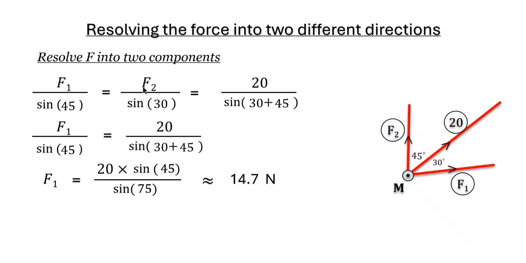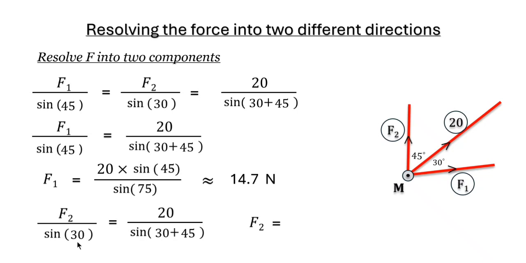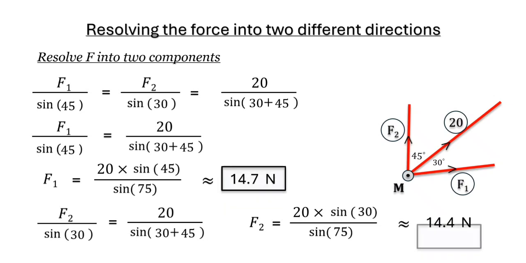F2, how to find F2? We'll take F2 with the other. How? We'll take them and find F2. We will put sine 30 in the other side times, and it gives us 14.4 Newton. Then we have now the two components, F1 and F2, for the force, which is magnitude 20.